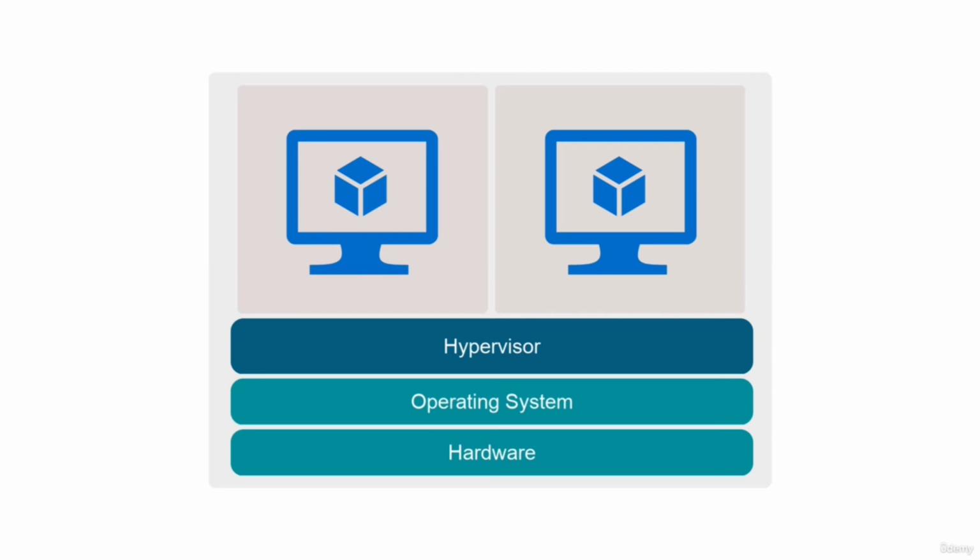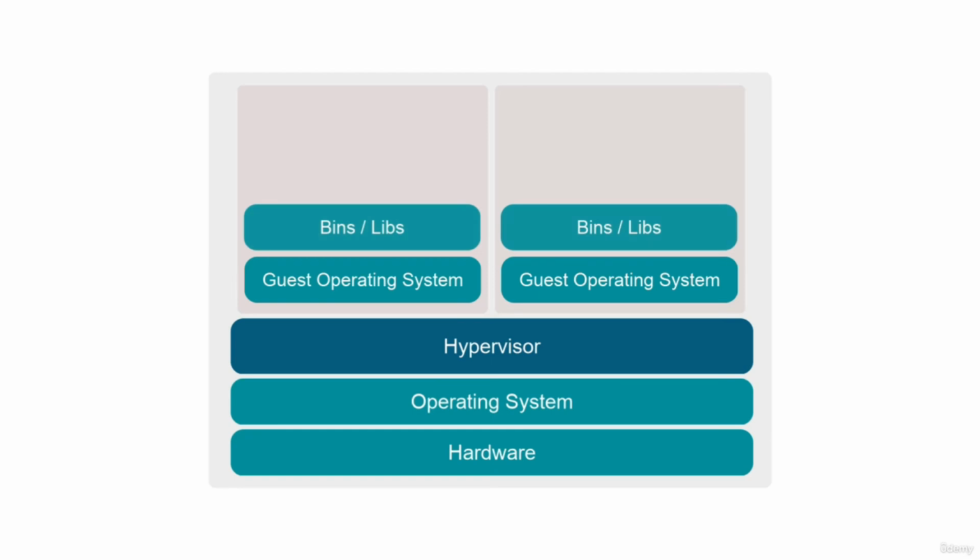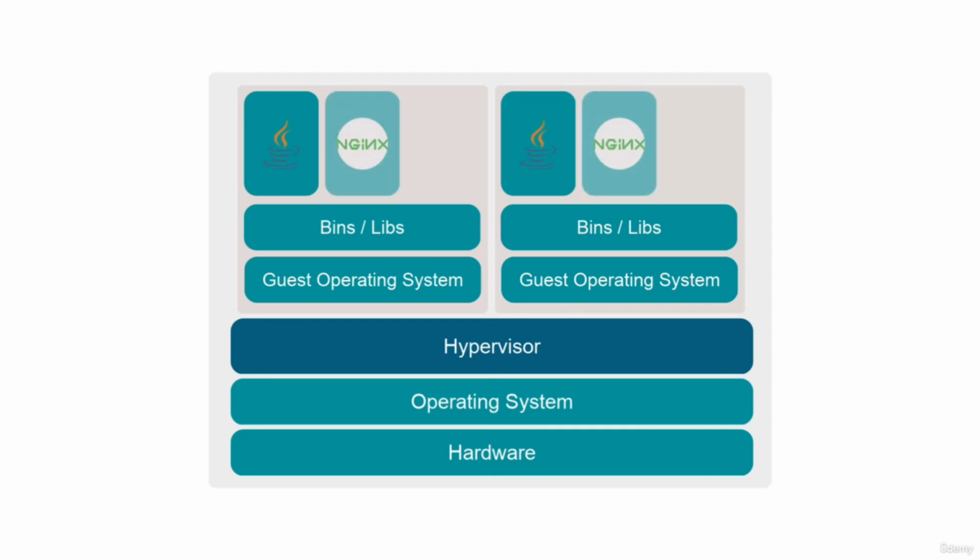The hypervisor lets your main computer act like a host, sharing its resources like CPU, memory, and storage with these virtual computers. But remember that each virtual machine has its own operating system. This is known as the guest operating system because it runs on top of the host operating system. Now you can install the required libraries and dependencies on this guest operating system and finally run your application, such as a Java application, an Nginx server, or a database like MySQL.